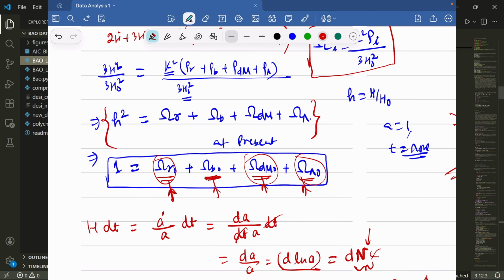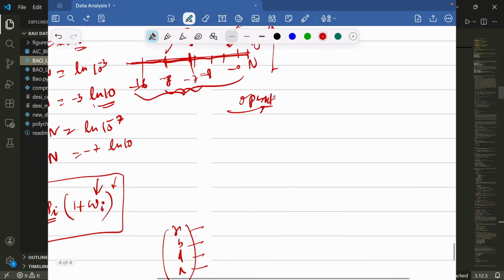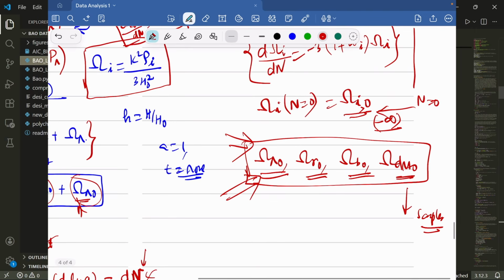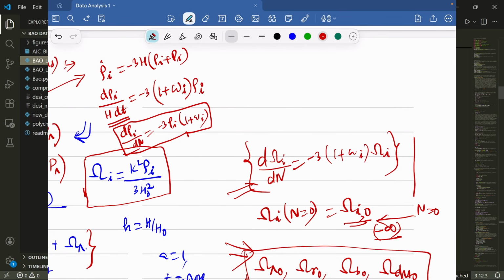So this is not a 4 parameter model. Due to the Friedmann constraint, it now becomes a 3 parameter model. So I have 3 unknowns which I will find out from the data. Using this constraint, I will know what is the value of the other one. And what are these? These are becoming just initial conditions for this differential equation. So my differential equation has been mapped like this.